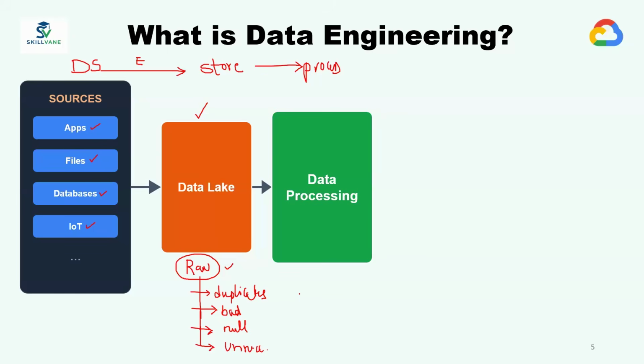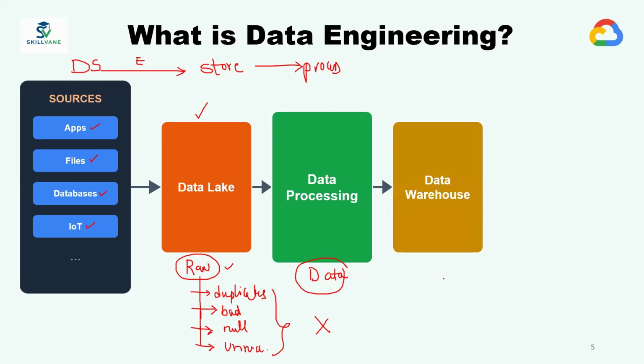In our upcoming sessions, we will see this in great detail, but in data processing we remove all of these issues. We eliminate the duplicates, bad records, and null values. So now you have the data in a proper cleaned format. In data processing, you are going to clean the data, prepare the data, and convert the data into a usable format. That's why data processing is one of the important aspects. Then once the data processing is completed, we send this data to the data warehouse where we can do the analysis.